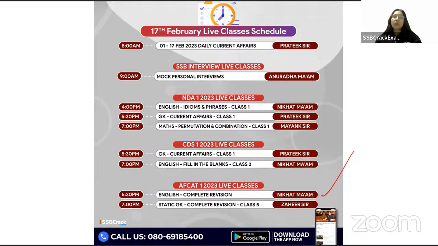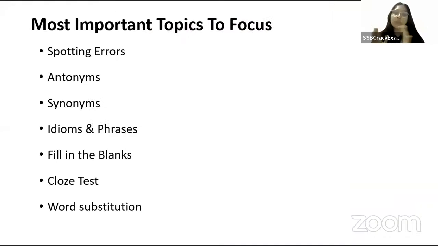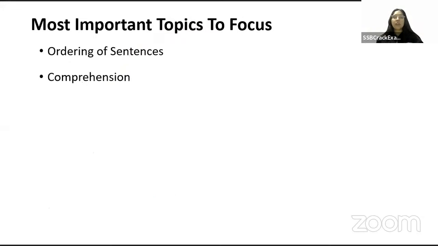Now, guys, the next thing which is very, very important: these are the most important topics to focus on when it comes to AFCAT. All of you can see the topics. First, we will start with spotting of errors. Then we will quickly talk about antonyms and synonyms at the same time. Then we'll be moving on to idioms and phrases, and then fill in the blanks. After that, we will move on to word substitution, cloze test, and then ordering of sentences and comprehension.